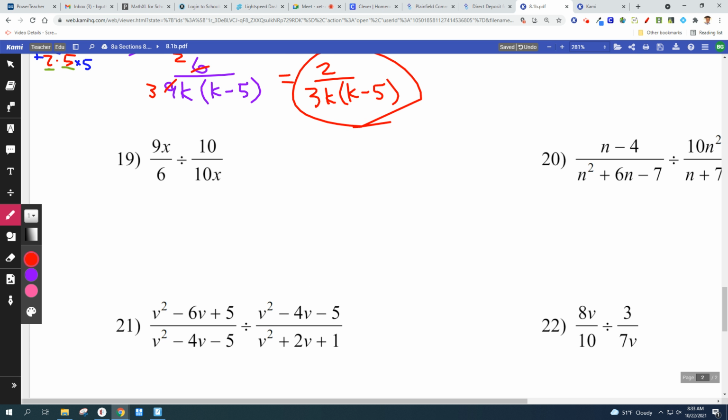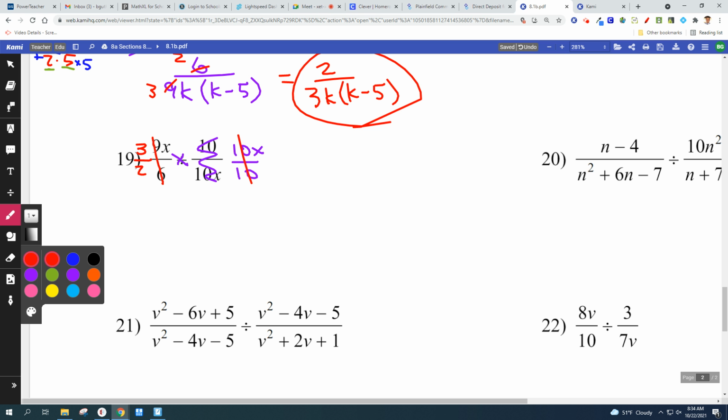Now, number 19, we're dividing fractions. So remember how we divide fractions. We multiply by the reciprocal. Multiply by the reciprocal. And then it's just the same thing as what we've been doing. I can cancel anything on the top with anything on the bottom. So it's 9/6 reduces to 3/2.